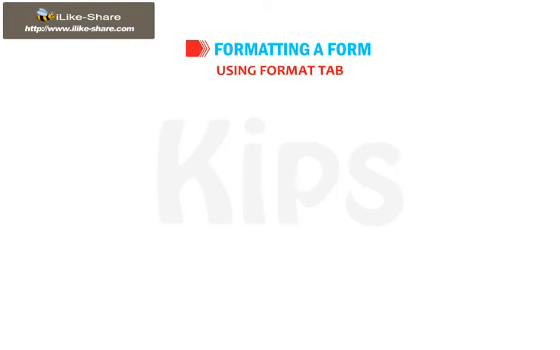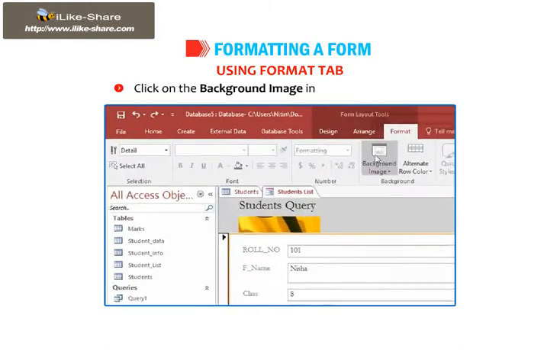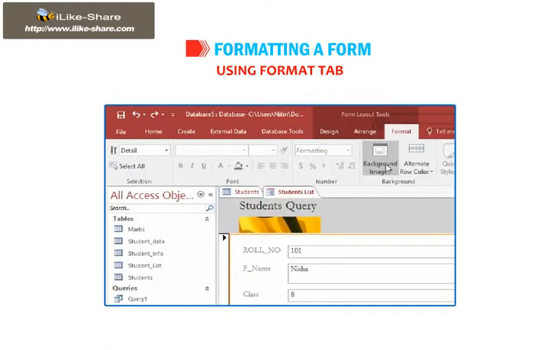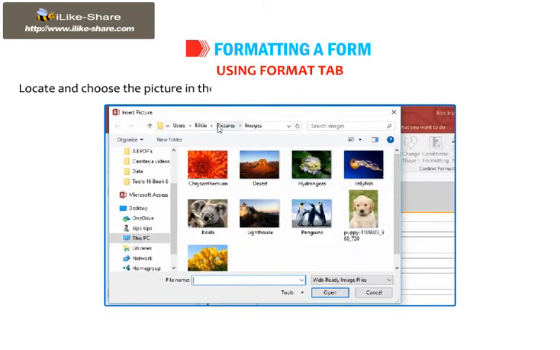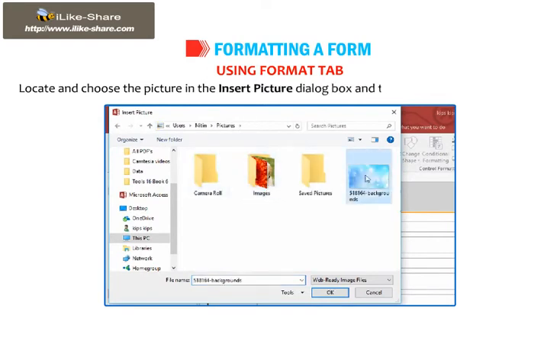Using Format tab, click on the background image in the background group. The Browse button appears. Click on it. Locate and choose the picture in the Insert Picture dialog box and then click on the Open button.